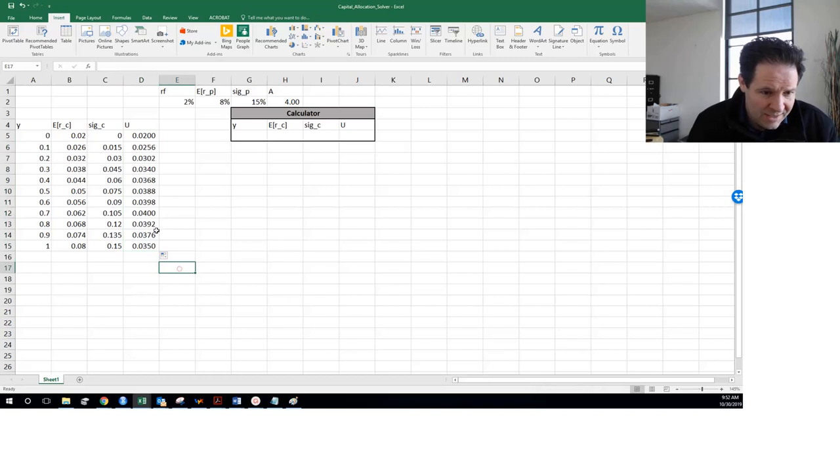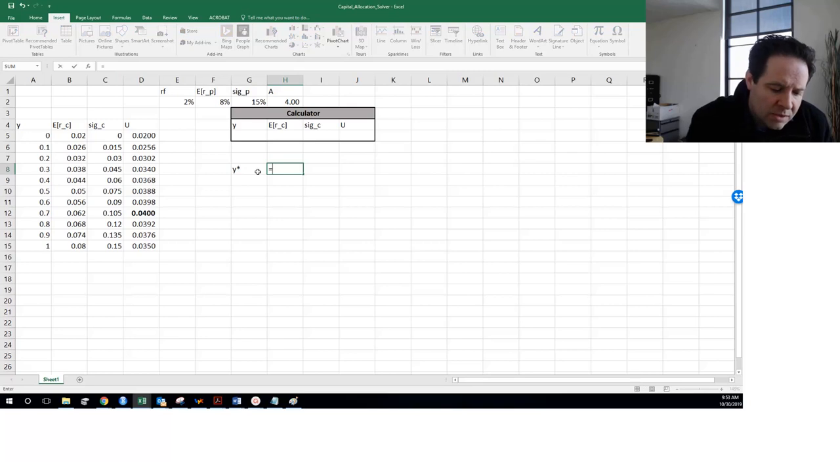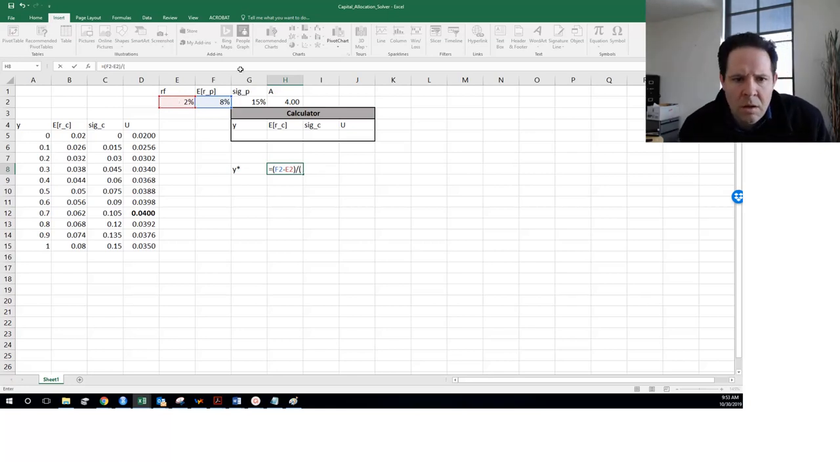And we can zero in on what we think looks like the best of these. It appears that around 70% of wealth in risky assets is what's going to be best. Using the analytical solution that we had before, though, what was y star? Well, y star was just the risk premium. So you get a risk premium of 6% divided by the risk aversion times the variance.